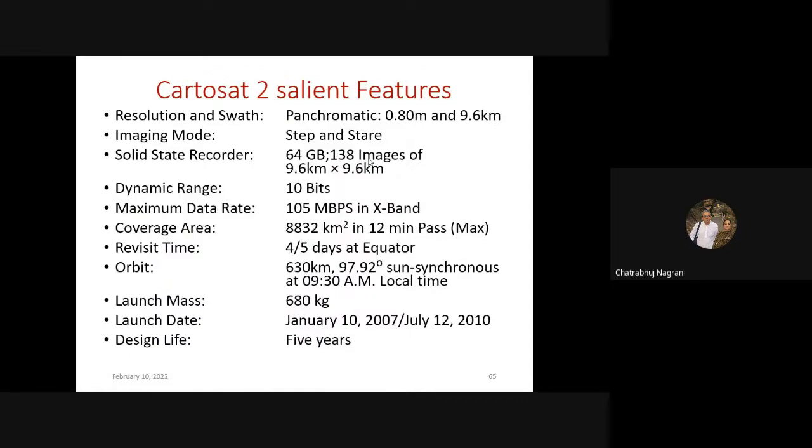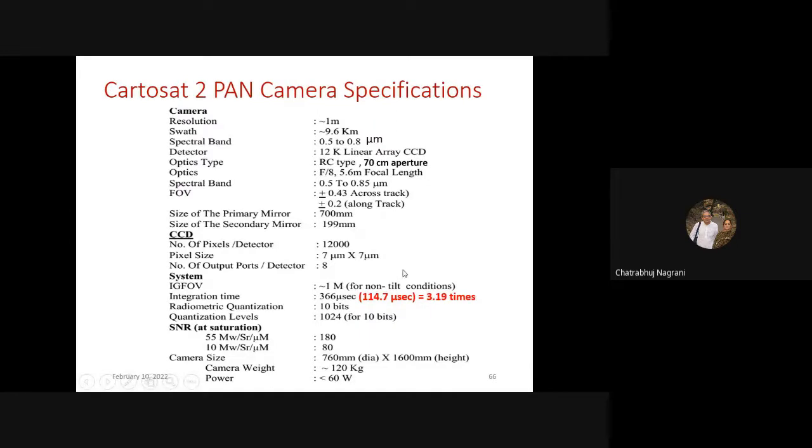Again, this also used step and stare. Only thing is that in this step and stare, our gaps were smaller, while in Cartosat-1 and specifically in TES, the gaps were larger because the ratio there, if you remember, the ratio of the satellite velocity to line of sight velocity was 6. Here that ratio is 3. So our gaps are smaller and you can take pictures with a higher resolution. Here you can take pictures with 0.8 meter resolution and much higher signal to noise ratio. That is how we have improved from TES to Cartosat-2.